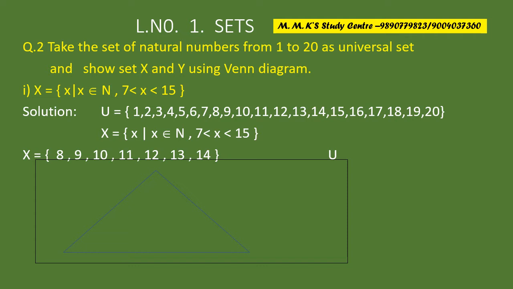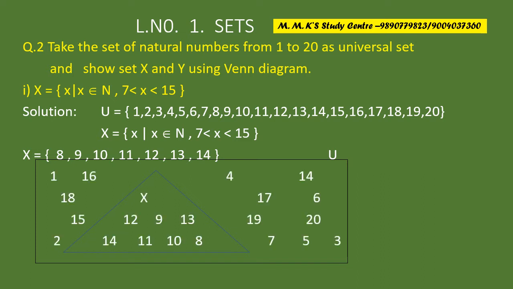Okay, and the label of the universal set we should always give outside the rectangle, whereas for other sets we will give the name of the set inside that figure, whichever figure you use. Okay, so first of all we'll place the numbers one by one and then we'll come to know. So here we have placed X. X is having the numbers 8 to 14.